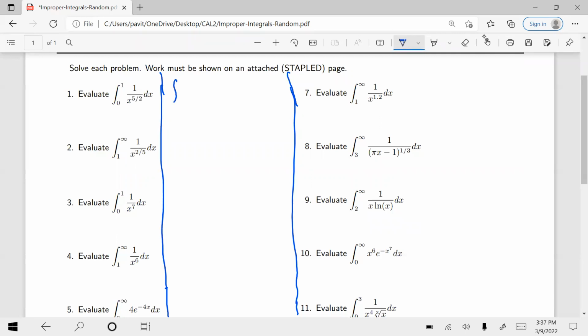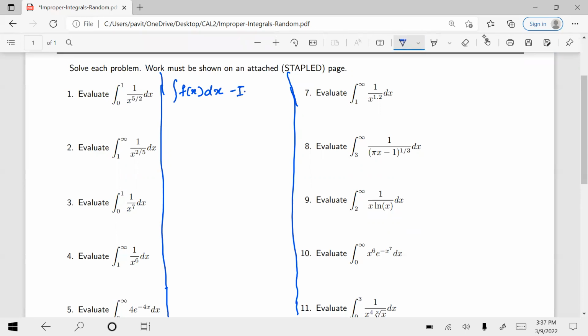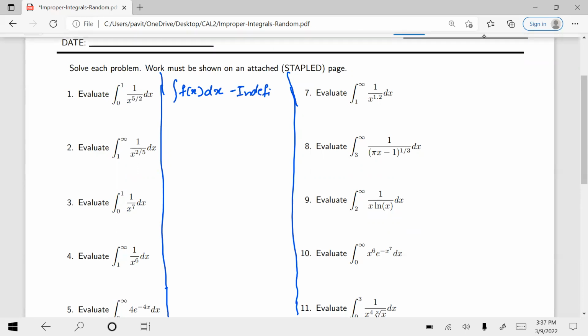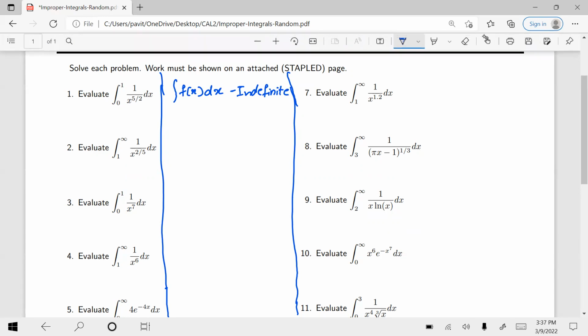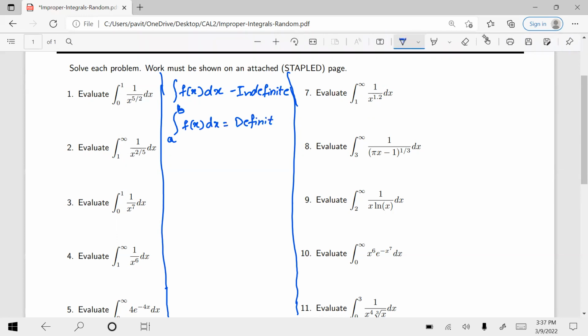Now, let me say this. When you have an integral and you have some random function, this type of integral is called an indefinite integral. Why? Because we do not have limits, right? Now, if we have limits from a to b, some numbers, the integral of f of x dx is called a definite integral. Why do we call it indefinite and definite integral?